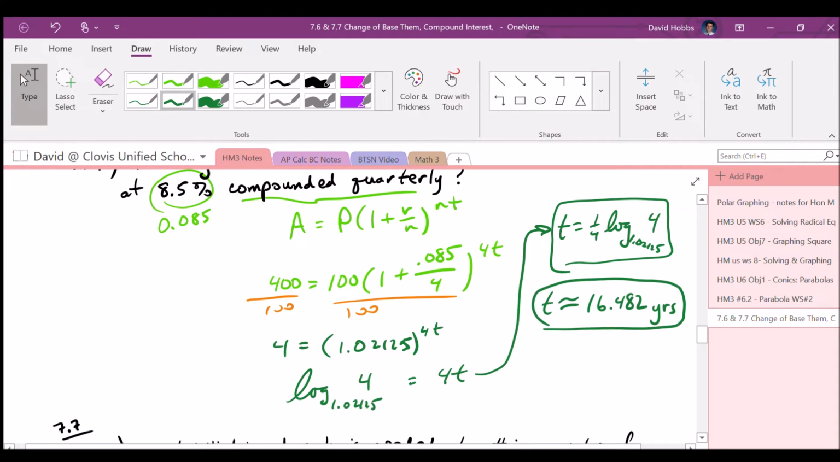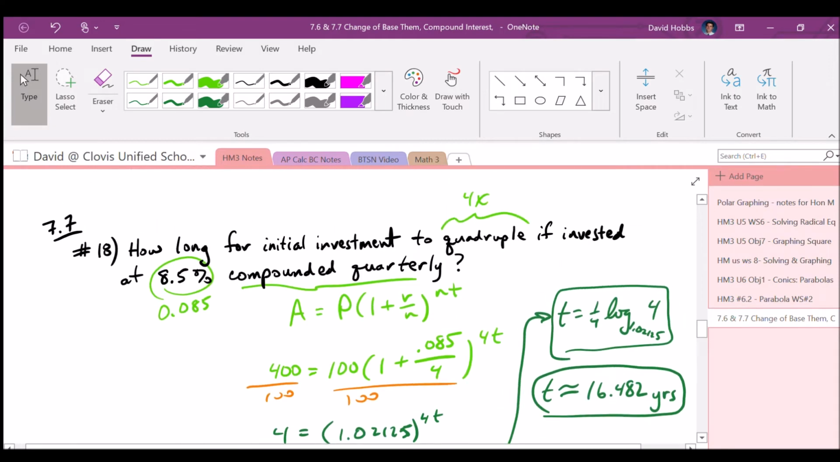Look at that, we quadrupled our money. Why did it take less time? Well, the interest rate was better, 8.5%. That was better than the 6% that we had on the other one.